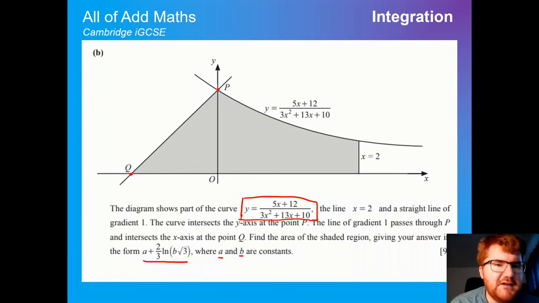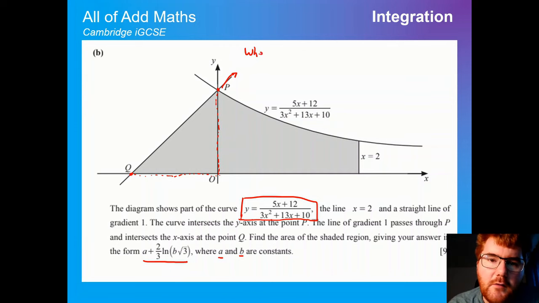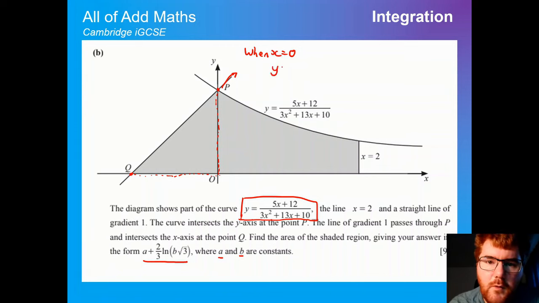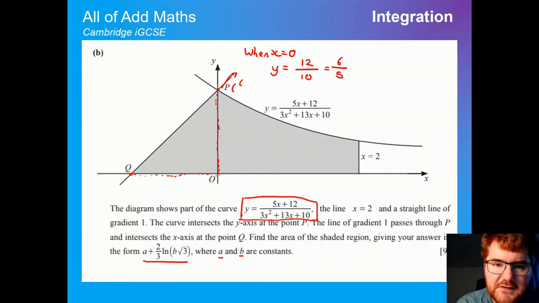First thing I notice here is I really want to divide this into two shapes. If I can divide it into two shapes where one of the shapes is easier to deal with, I really should try to do that. In order to do this, I first need to work out point P. Notice at point P, this is the y-intercept. So when x is equal to 0, we want to work out y. So when x is equal to 0, y equals, let's pop it in here. We get 12 on the top, these disappear, we get 10 here, and we can simplify that down to 6 over 5.